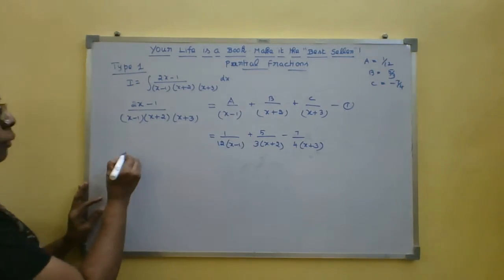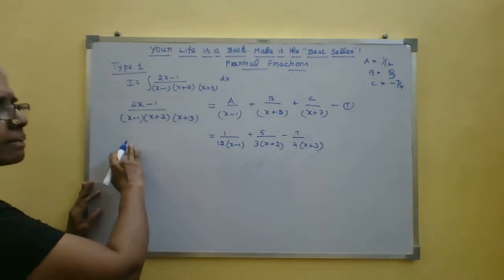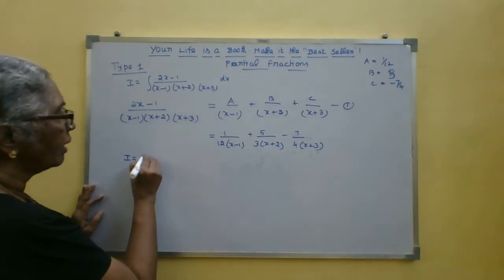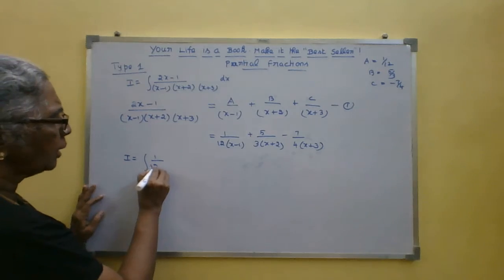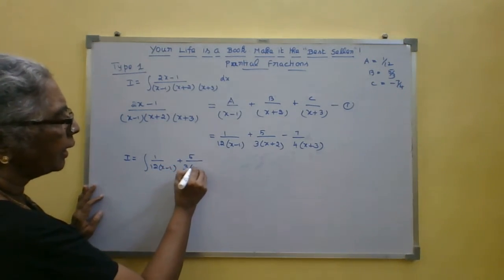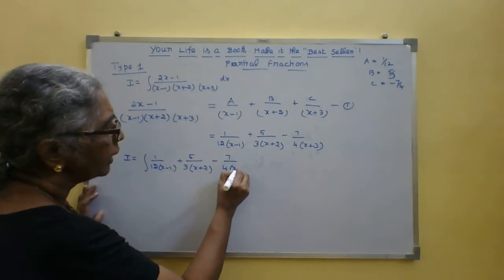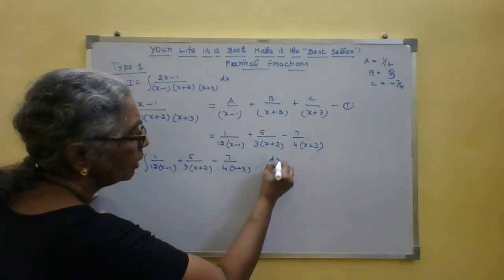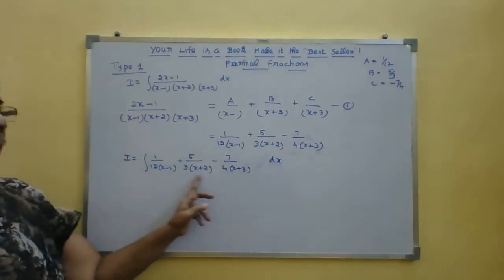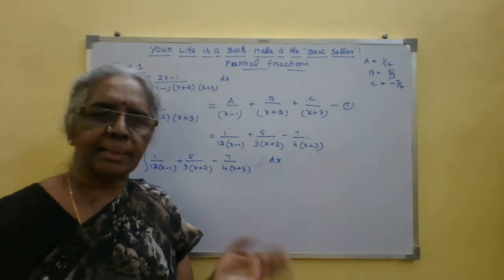So go to I now. Your I will be equal to, okay, instead of writing this, you can write this. So you will write integral 1 by 12 into x minus 1 plus 5 by 3 into x plus 2 minus 7 by 4 into x plus 3, then dx. Now you can split this into 3 integrals so that you can integrate them separately and easily.